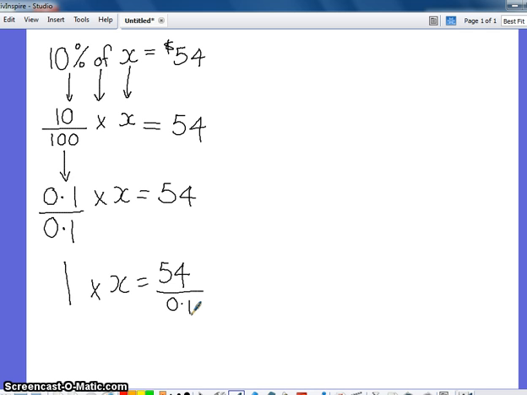Okay? When we do that, 54 divided by 0.1 is 540. Okay? X equals $540. Because 1 times $540 is 540, yeah? So x equals 540. We can check that. We can say we predict that x is 540.